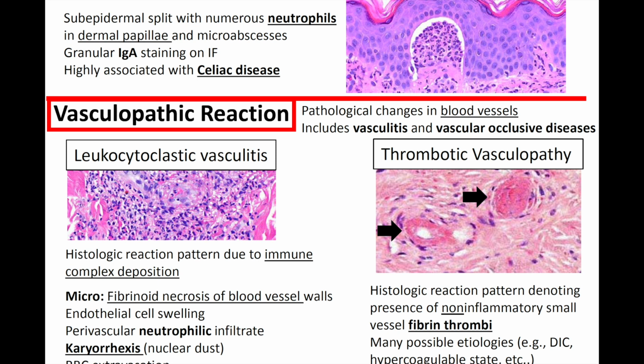I think I got it that time. All right, so thrombotic vasculopathy. This is a histologic reaction pattern denoting presence of non-inflammatory small vessel fibrin thrombi, and with many possible etiologies such as DIC, hypercoagulable state, etc.